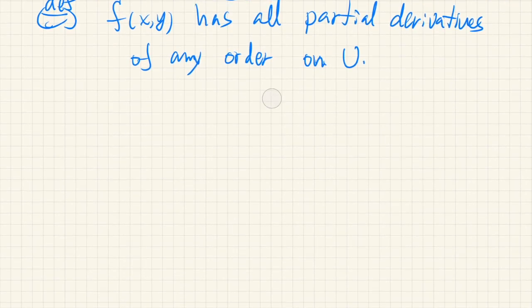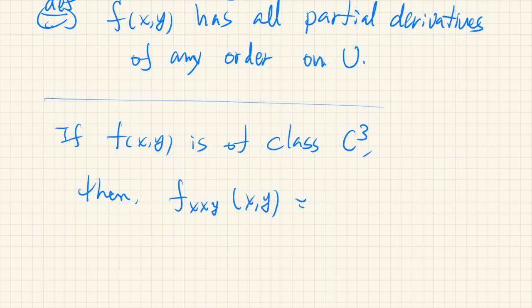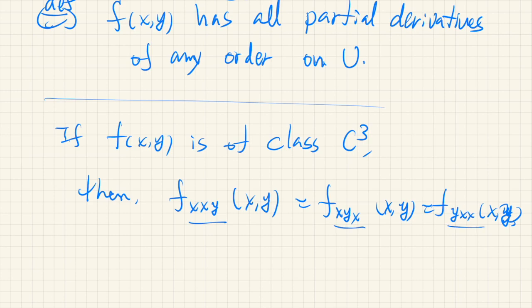And it is easy to see that if, for example, f of xy is of class C3, then we have fxxy equal to fxyx equal to fyxx. In other words, we can use any order of differentiation to get the same third order derivatives.